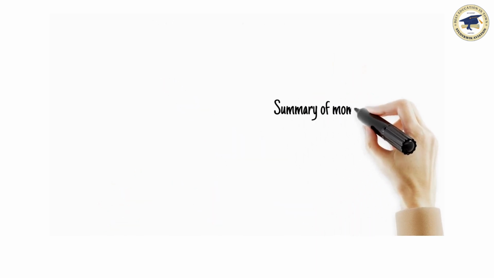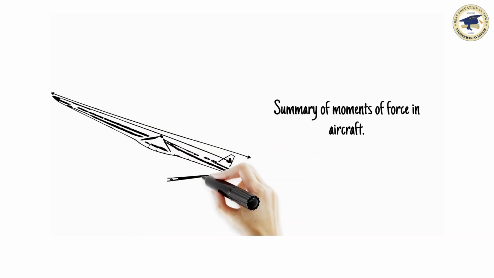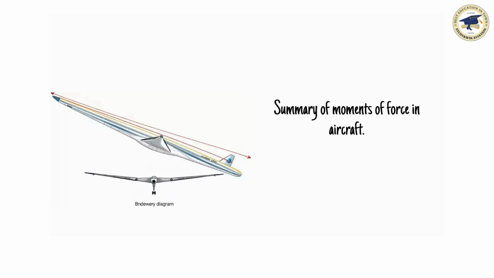In summary, a moment of force is force multiplied by distance from the pivot. Longer arms can balance heavier forces with less effort. In aircraft, forces act at different points, creating natural pitching tendencies. The stabilator's downward force balances these tendencies, keeping the airplane in stable, level flight.